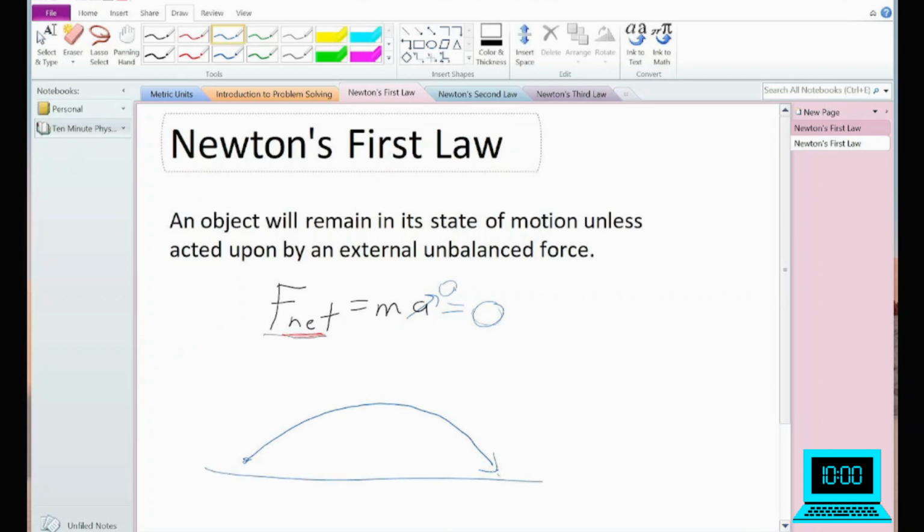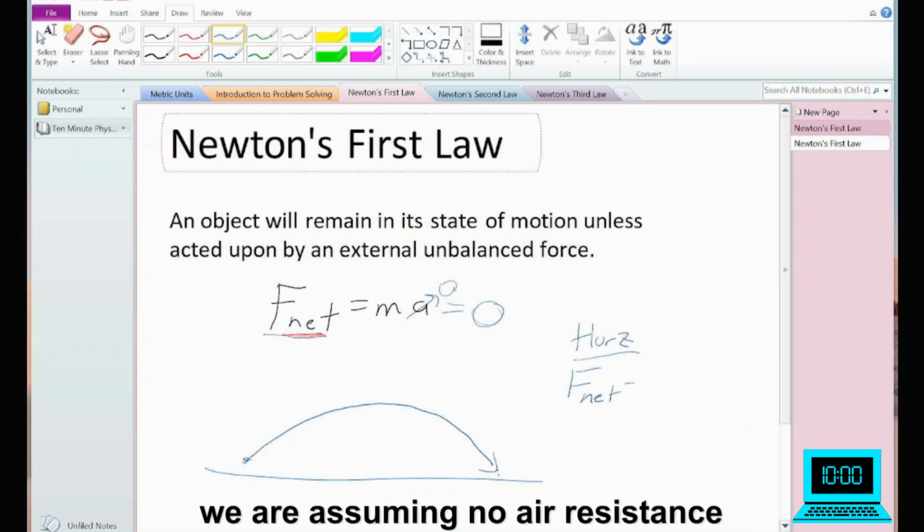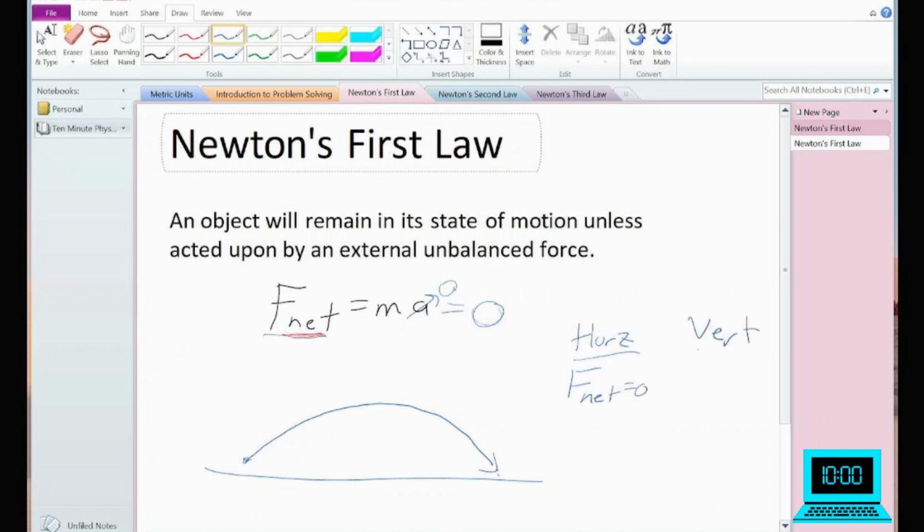But what's happening there is we can often assume horizontally speaking, F net is equal to 0. But vertically speaking, F net is not 0. There will be some sort of external unbalanced force. What is that external unbalanced force? The net force in that case is the object's weight, mg. And of course this causes an acceleration due to gravity. You know that g is 9.8 meters per second squared.